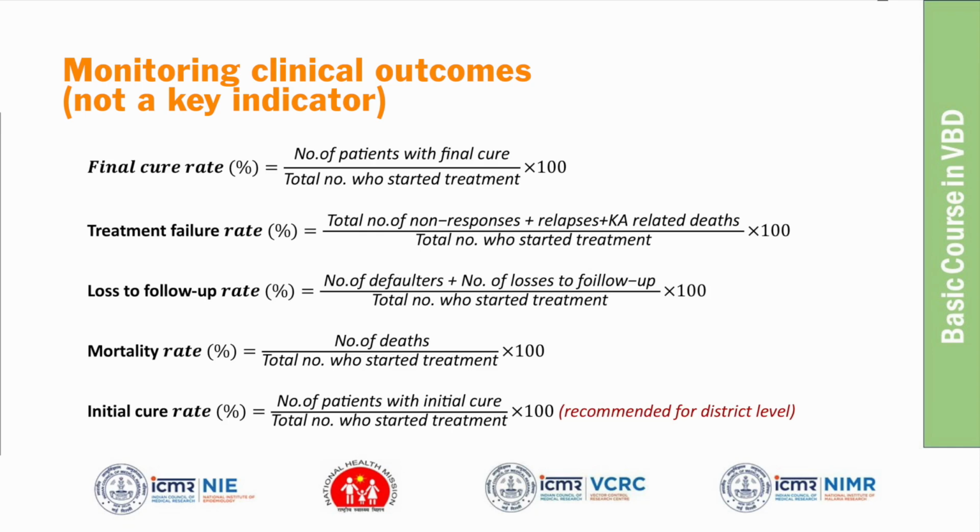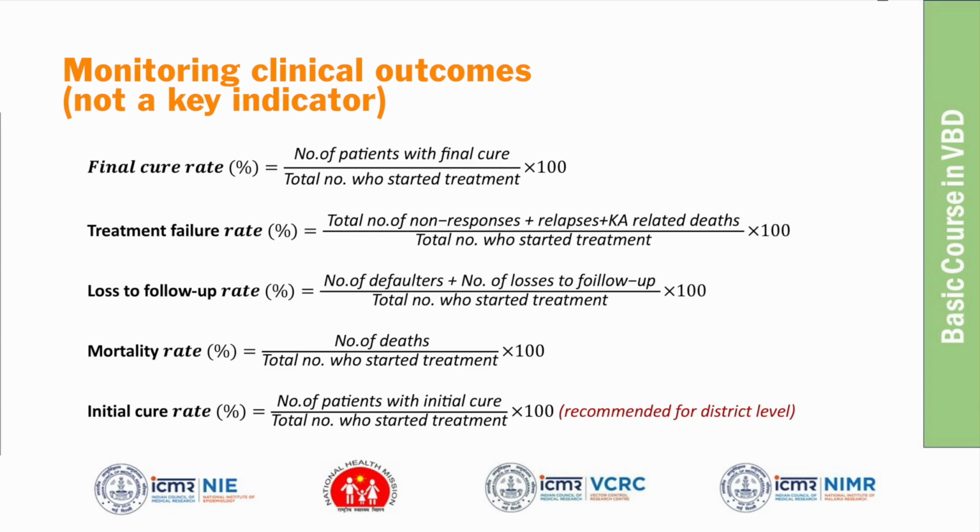Right. So the monitoring clinical outcomes include, these are not key indicators, but the outcomes. I am giving the definition of different indicators. The final cure rate is equal to the number of patients with the final cure divided by the total number of persons who started treatment. And the treatment failure rate is the total number of non-responses plus relapses plus cause-related deaths divided by the total number of persons who started treatment.